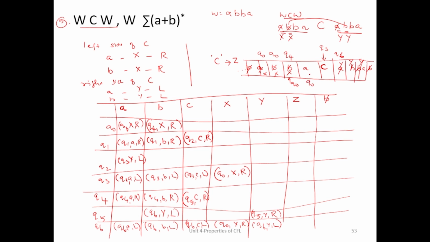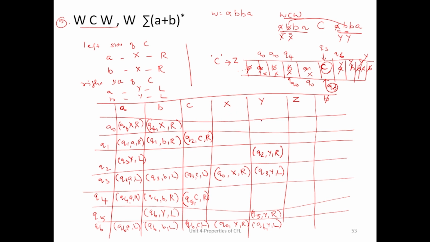Then Q0 reads Y, this will be replaced as X with the Q1 state. Q1 with C, Q2. Q2 with Y, move to the right direction. Then if Q2 reads A, this will be changed as Y, move to the left direction. So if Q3 reads Y, move to the left direction. If Q3 reads C, left direction. So at one situation, if the initial state reads C, that means all left side A and B values are replaced as X and their corresponding equivalent right side values are replaced as Y. That means we should come to the end of the process.